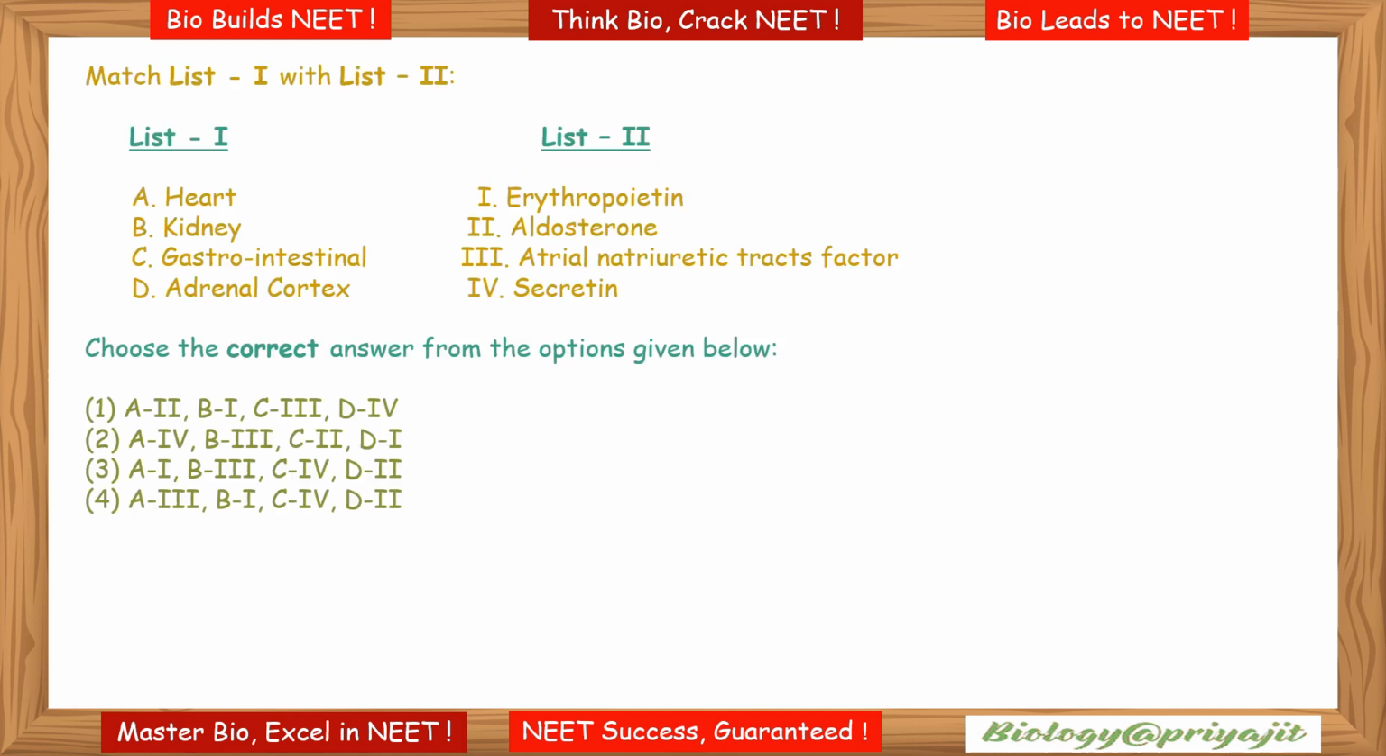Next, matching. Heart is the atrial natriuretic factor. Kidney, erythropoietin.